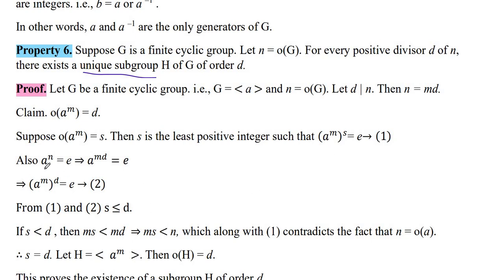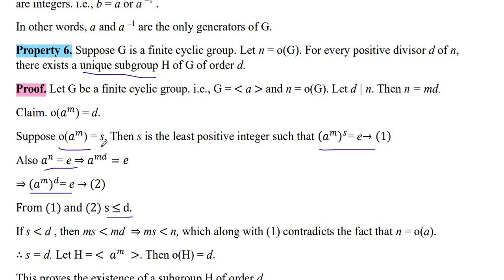Now A raised to n is e, that's because G is generated by A and is of order n. The order of the generator is the same as the order of the cyclic group, so you have this step. But this n is rewritten as md, so you have this. Now that is again rewritten as A raised to m, raised to d, equal to e. This is named equation 2. So from 1 and 2, what we conclude is that s is less than or equal to d.